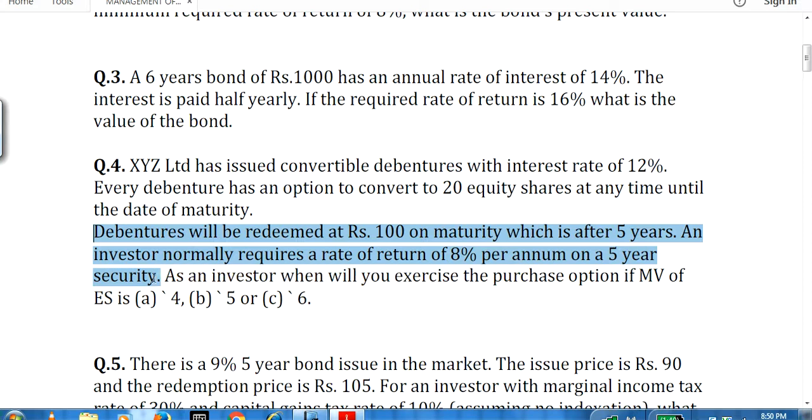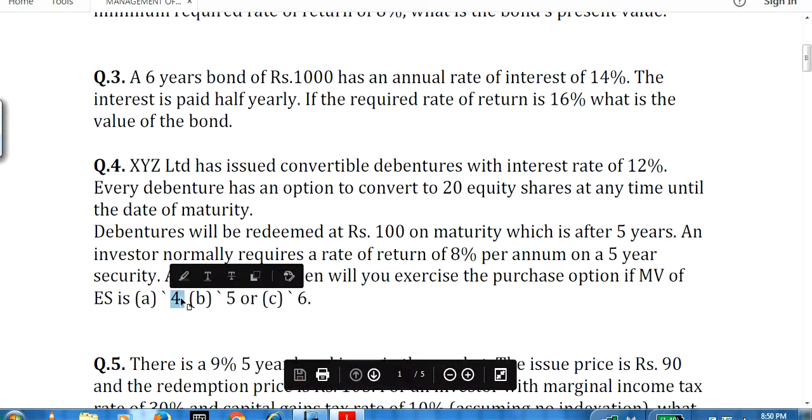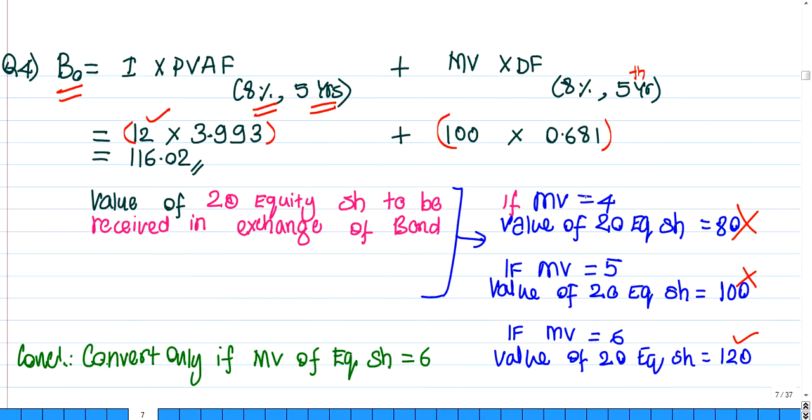Correct? Do you want to convert bond? Yes, only if value of the equity share is more than the 116. Very simple logic. Let us see what is the market value of the equity share. It is 4 rupees. Situation number 1, 4 rupees. How many equity shares are we getting? 20. So value of the equity share is 80. Do we need? No. It is less than the bond value. I will continue with the bond.